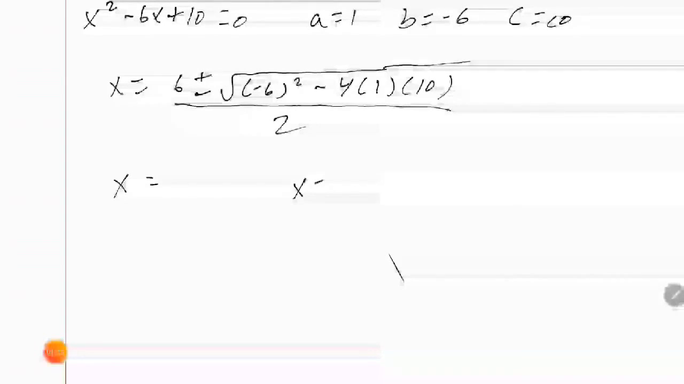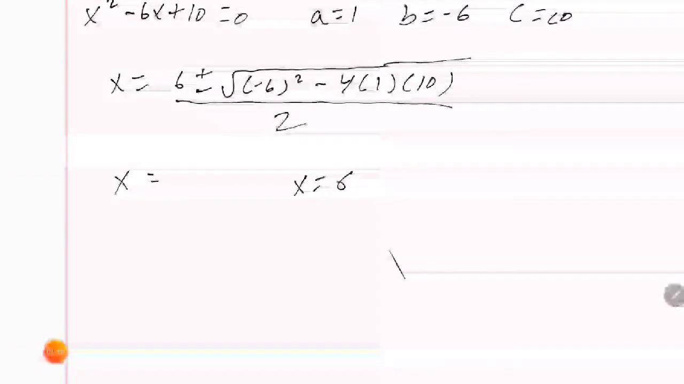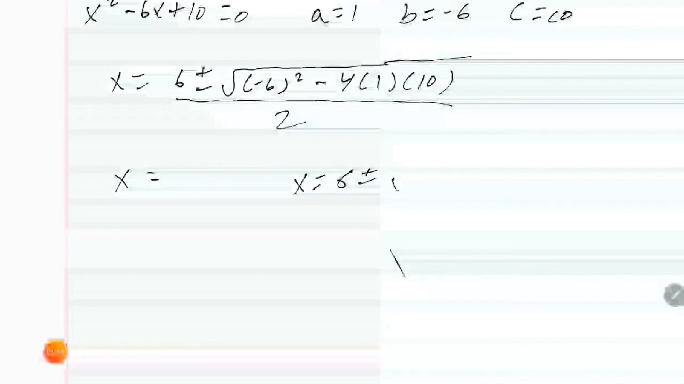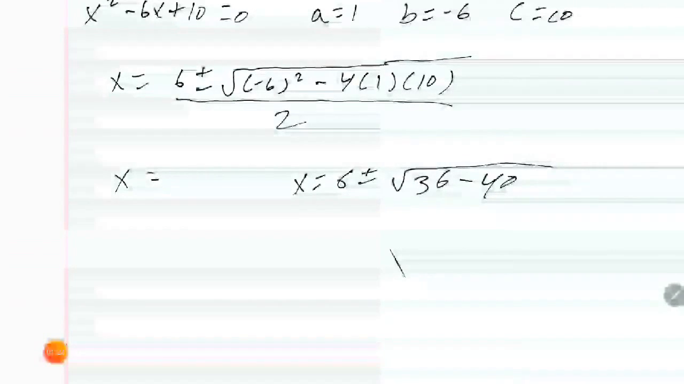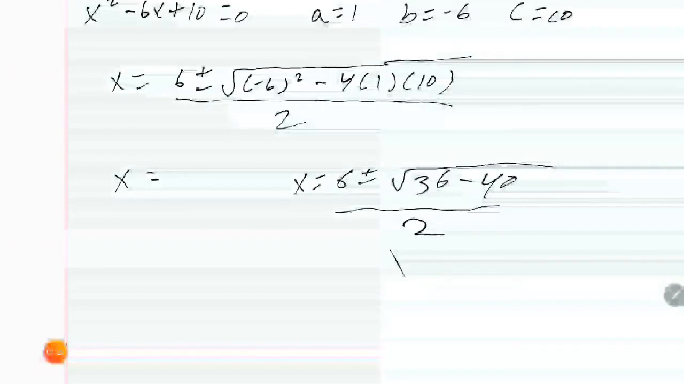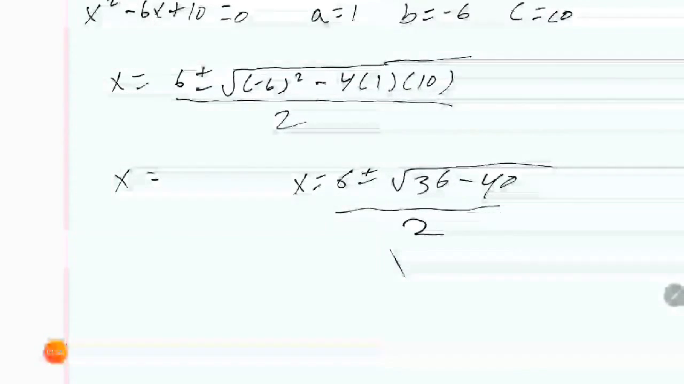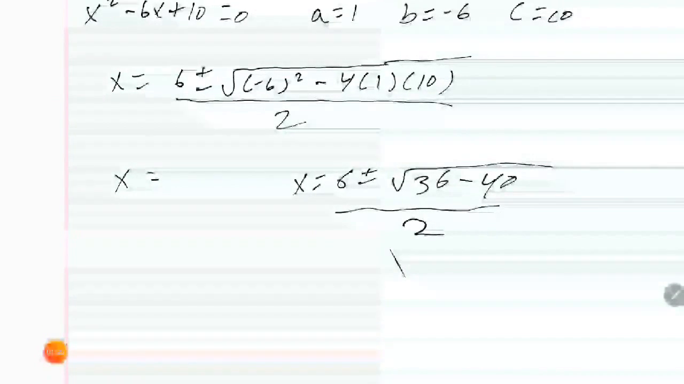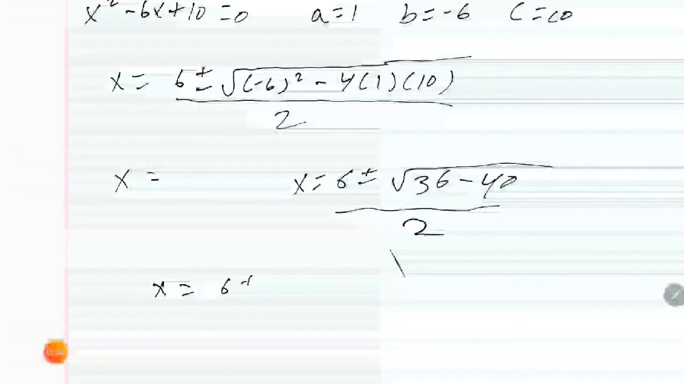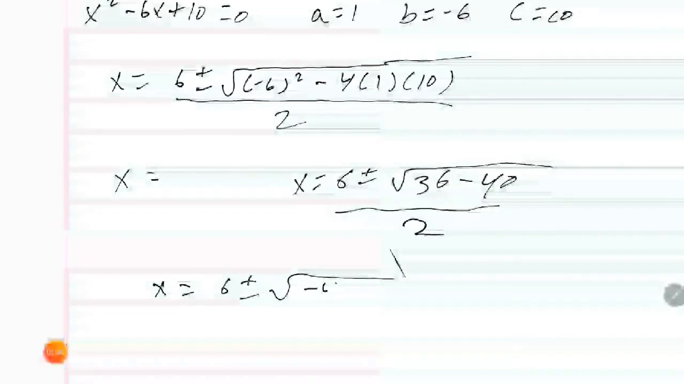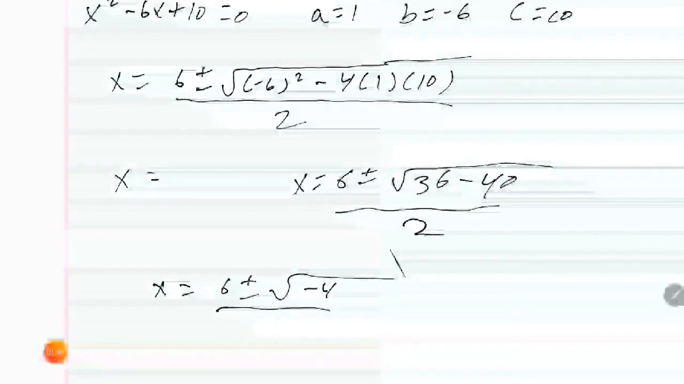So x equals 6 plus or minus the square root of 36 minus 40, all over 2. So that becomes x equals 6 plus or minus the square root of negative 4 divided by 2.